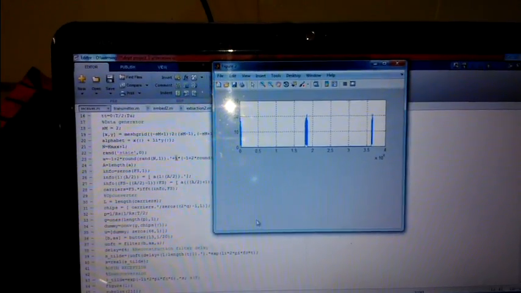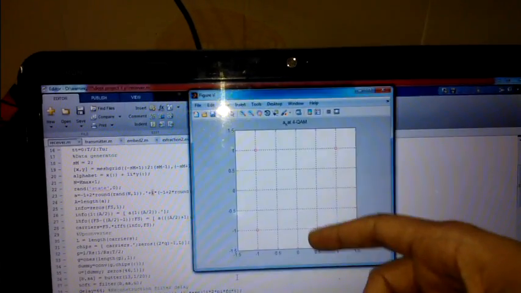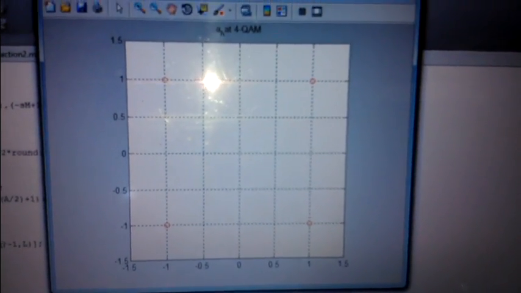If we run the receiver also, we will get various graphs. A few are based on the power density. This is the signal, and after that this is the 4QAM, basically the modulation demapping technique used to map the bits and get the actual signal.